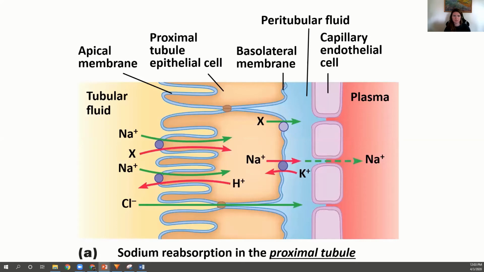Okay. So we're starting with the proximal tubule, and we've seen diagrams like this before. So here we see that we have our tubular fluid, so the stuff that got filtered out of the glomerulus is now in our proximal tubule. We see our proximal tubule epithelial cells. So we have our apical membrane, the swirly part. We have our basolateral membrane, this flatter part facing the blood. We have tight junctions between them.